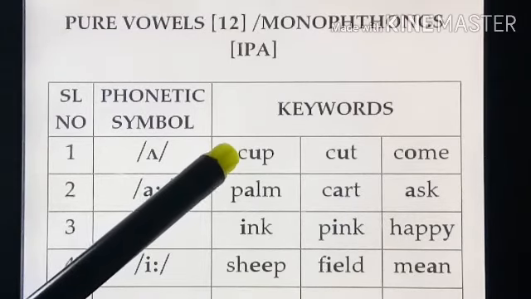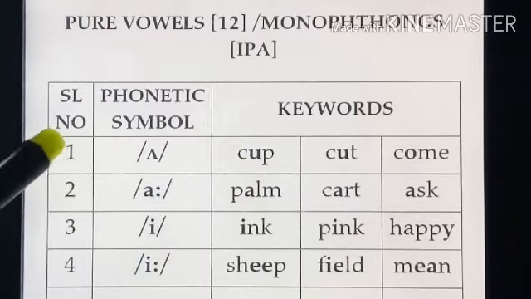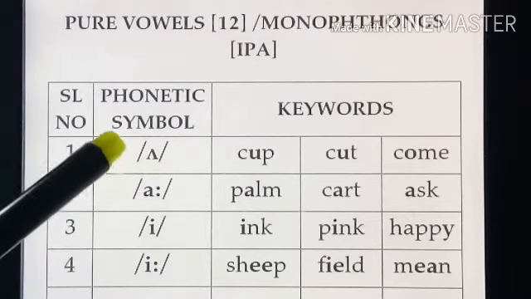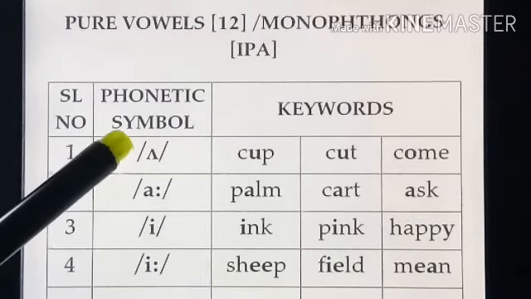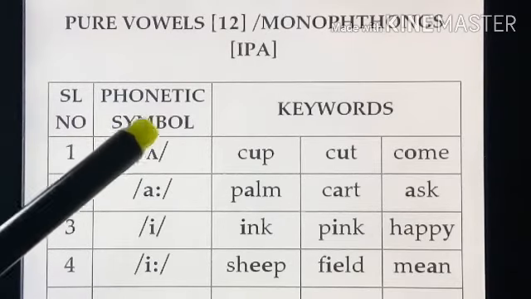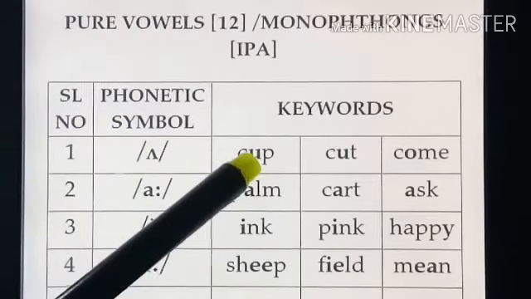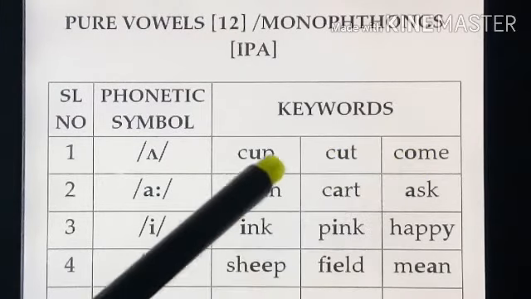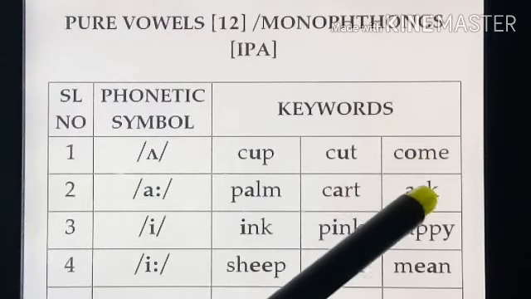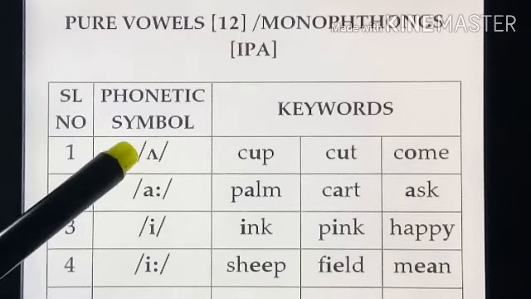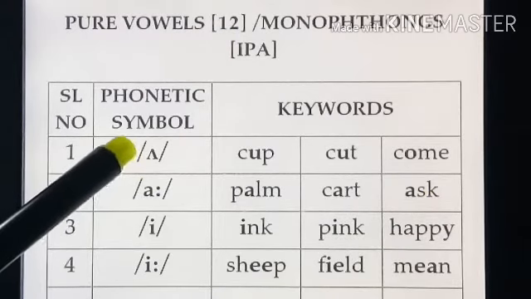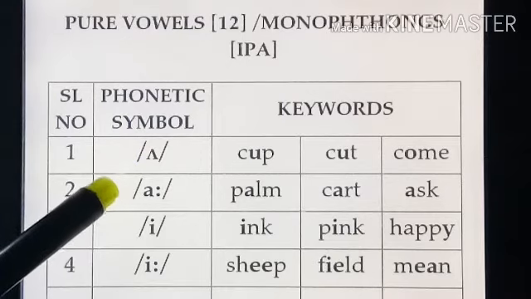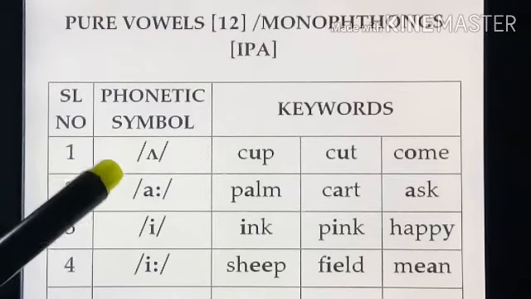So in all these 12, the first one is this symbol that indicates the short sound: cup, cut, C-O-M-E, come. All these bold letters indicate the sound that is given here. The next one is the long sound of this one.